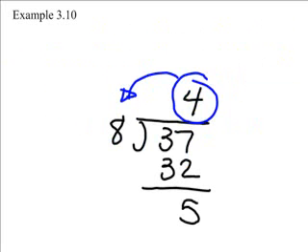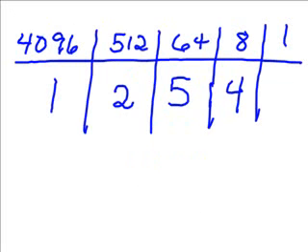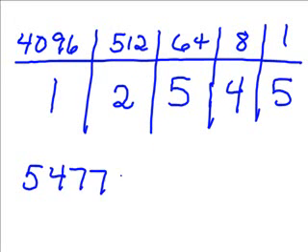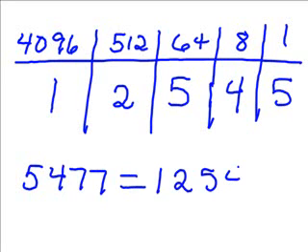And finally, we want to know how many 1s are contained in 5. Well, there are 5 1s in 5, so we have a 5 in the 1s place. And therefore the number 5,477 in base 10 is equal to 1, 2, 5, 4, 5 in base 8.